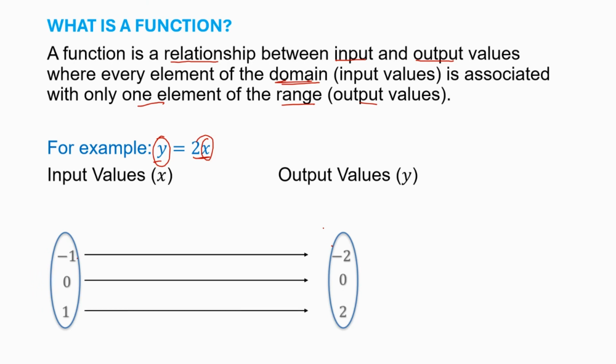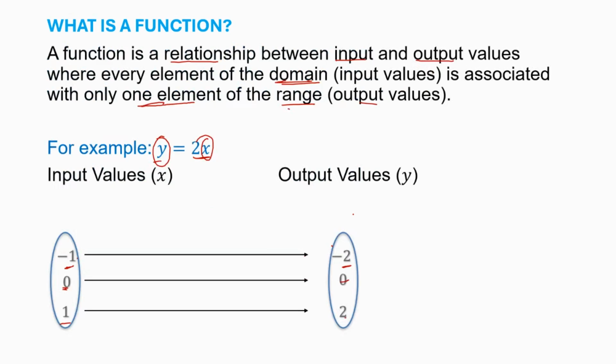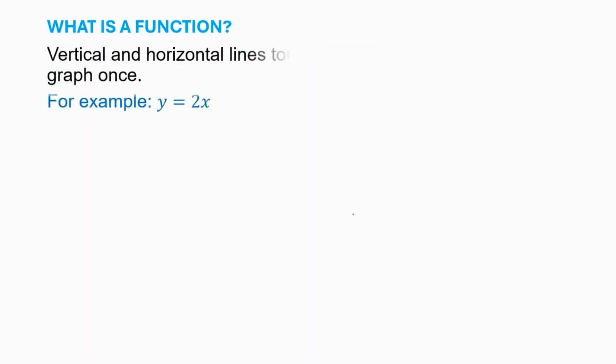You see that? So this is a function because every element of the domain is associated with only one element of the range. -1 is associated with -2, 0 with 0, 1 with 2, like that. So that's an example of a function. These functions, where every element is associated with only one element of the range, are called one-to-one functions.